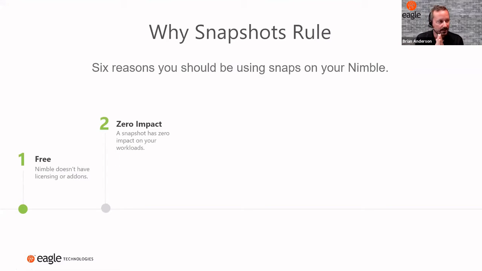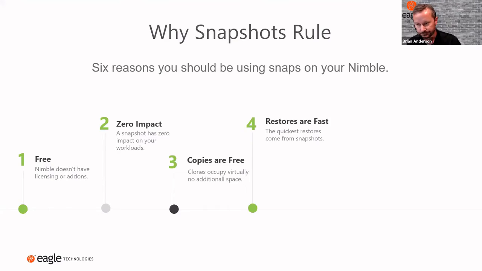Secondly, a snapshot has 0 impact on a Nimble array. It's non-performance impacting, so you can take them in the middle of the day without any issue. There is a caveat there if you're quiescing applications, but we'll get into that. So copies are free. What I mean about this is twofold. You can clone a workload leveraging a snapshot, and it occupies no additional space on the array until you write unique data. That also means that when you take a snapshot, it doesn't require any additional space until you've got unique data, which is another thing we'll get into.